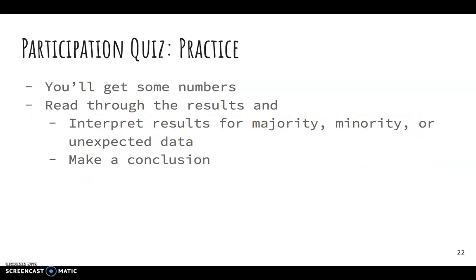Again, we're going to need to practice because we can't improve unless we practice. The quiz this week will have some quantitative data for you to look through. Read through the results and graphs. Interpret the results, looking for things like majority, minority, unexpected data. Then you'll need to make a conclusion. Just like the qualitative data, there are resources in Canvas, files, Unit 1 analysis, that can give you examples and help guide you. Even though Project 1 is all qualitative data, you will probably be doing something quantitative for your bigger project or another future project. It will be very helpful to make sure you know how to analyze both sets of data.